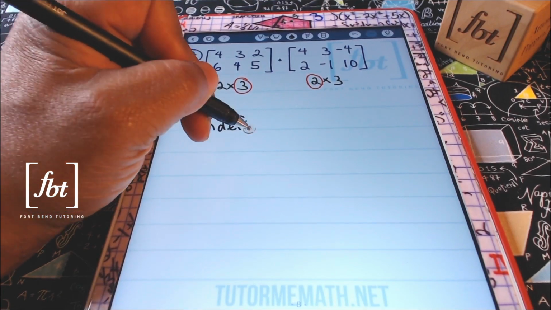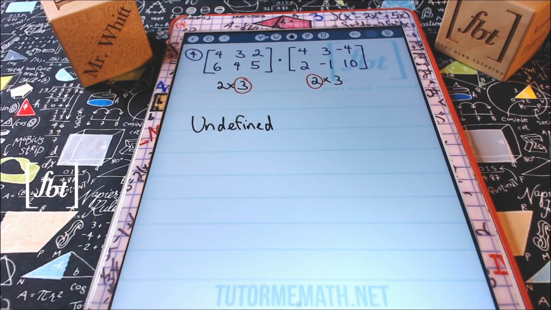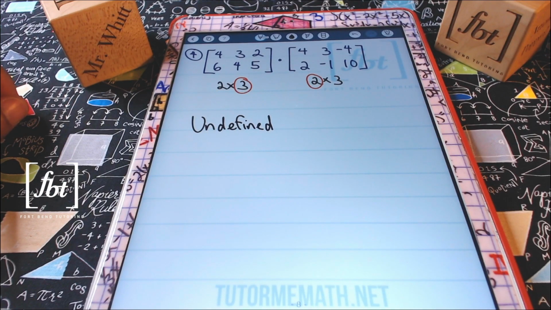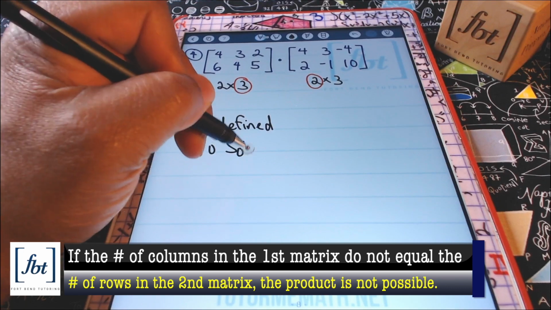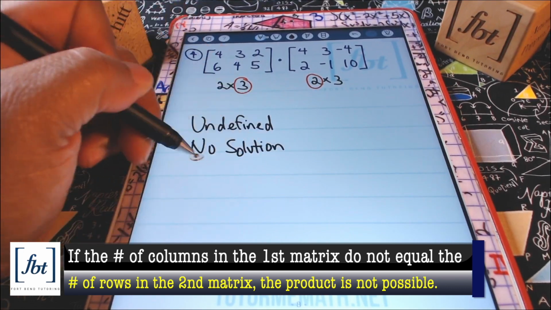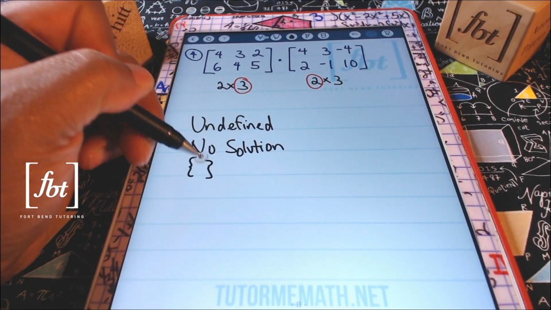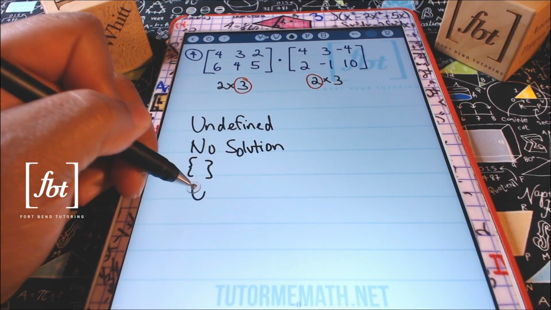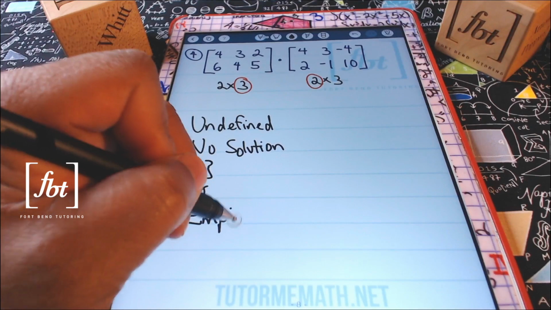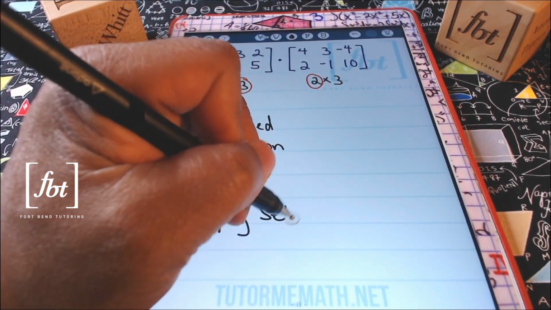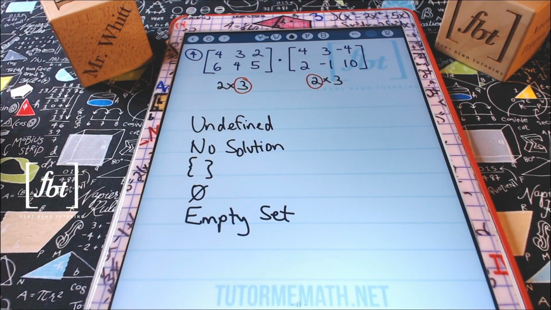Well, it's not even compatible. Therefore, we can't multiply them together. So there's no solution to this problem. Therefore, you can write it as undefined. You can say it's no solution. We can say it's the empty set. We can say that it's the null set. There's various ways to go ahead and write our result. It depends on you and your teacher. Okay. So any of these will do. Bottom line, you can't multiply these two matrices together. That's what you want to take to the test.